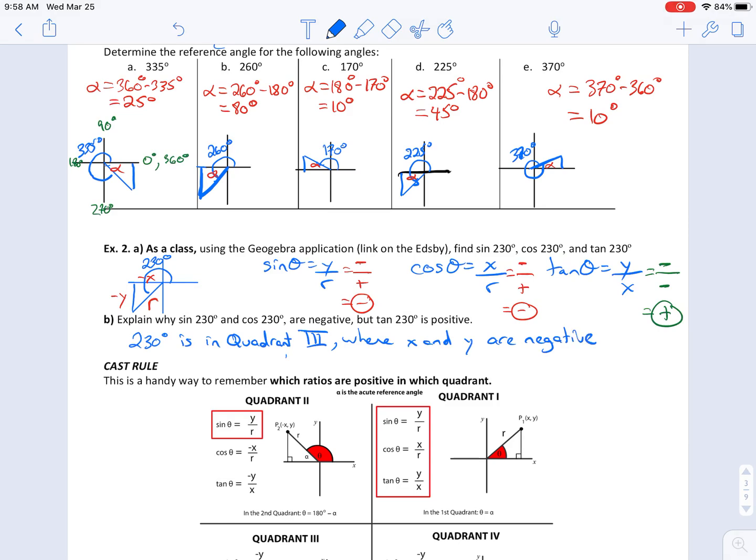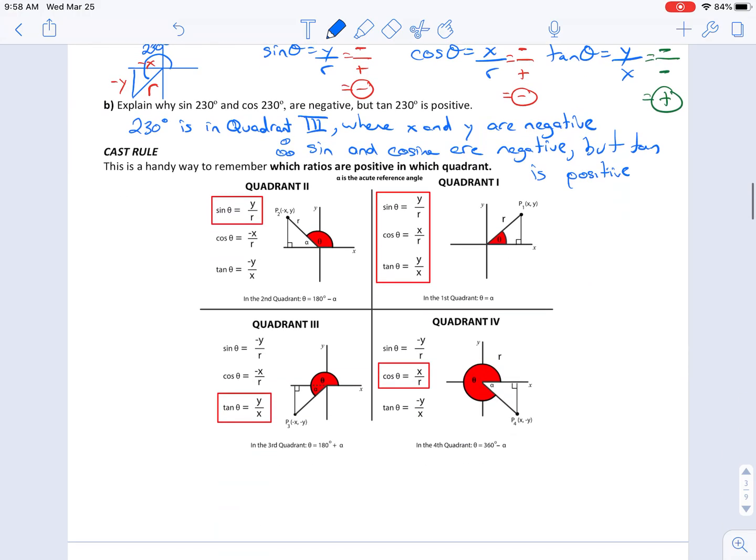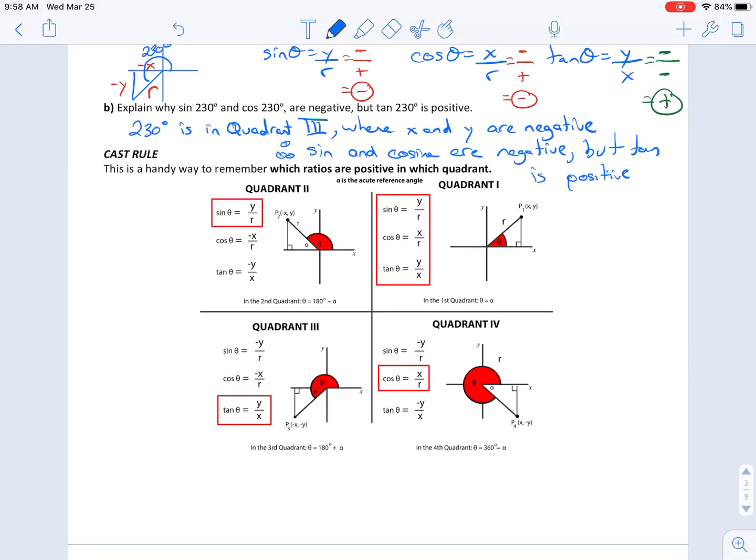And so, therefore, sine and cosine are negative, but tan is positive. So what this creates is, depending on the quadrant you're in, and here's a little infographic for you.